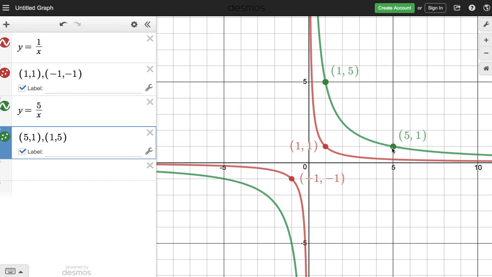Okay, go ahead and do the 2 examples on the last part of your worksheet, and then use Desmos to double check your work. Thank you.